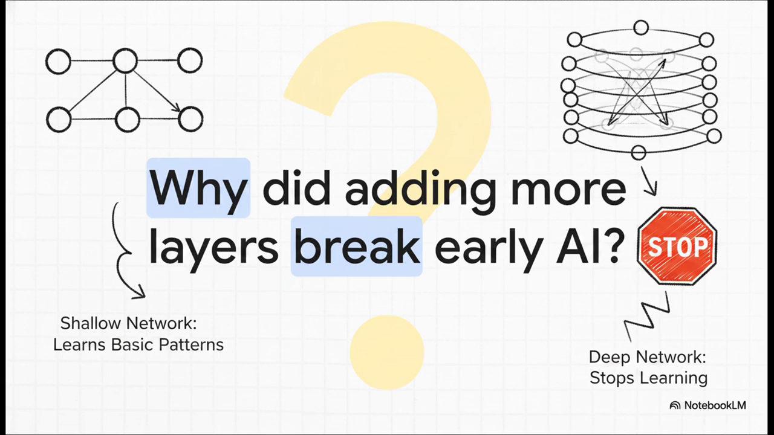So, to understand this crime scene, we first have to look at the central mystery that was driving researchers crazy in the 1990s and early 2000s. Why did making neural networks deeper suddenly cause them to stop learning completely? You see, shallow networks, ones with just 1 or 2 hidden layers, worked pretty well. They learned basic patterns. But the absolute second researchers tried to stack 5, 10, or 20 layers to grasp truly complex features, the training process would inexplicably just grind to a halt.